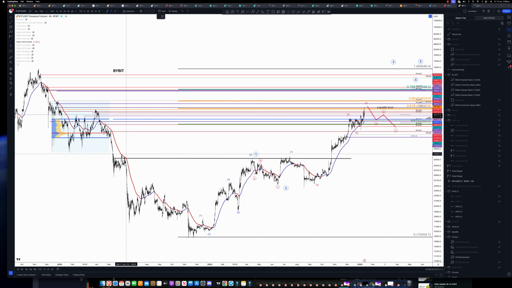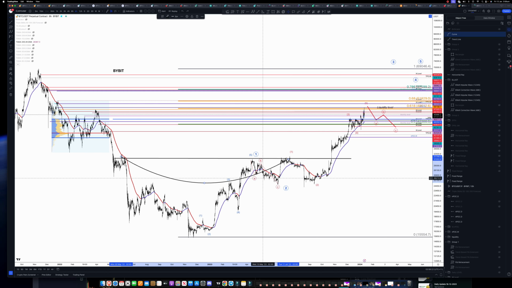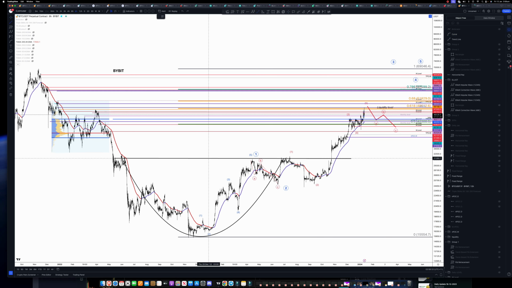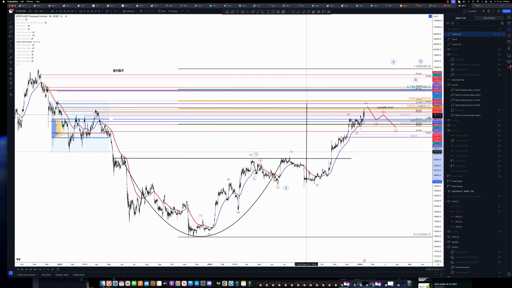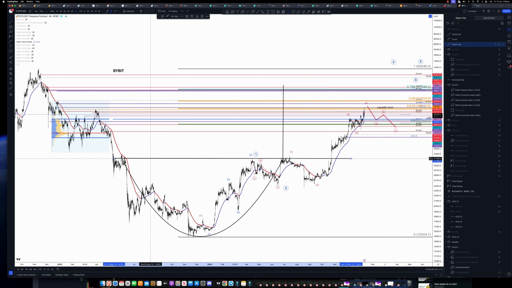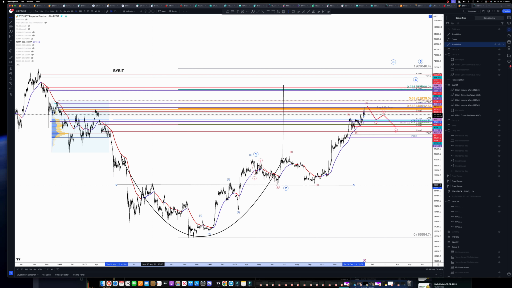So if this was a cup and handle, that's the cup. And we got this handle here. Now, the measured move will be from there to there, and if we put it across, you can see it actually goes a fair bit. The other measured move, so that's one measured move. The other one is down here.